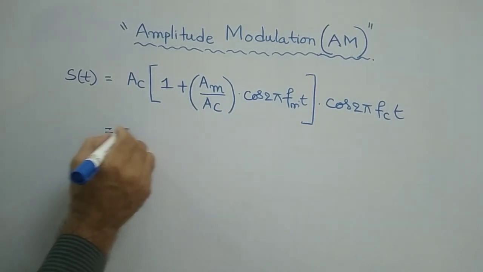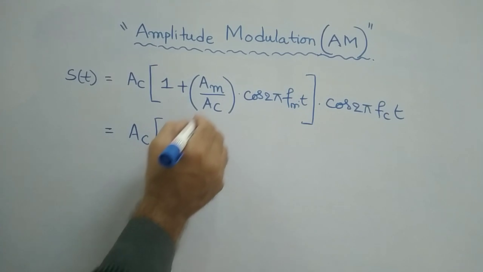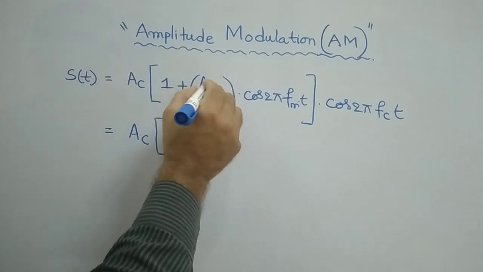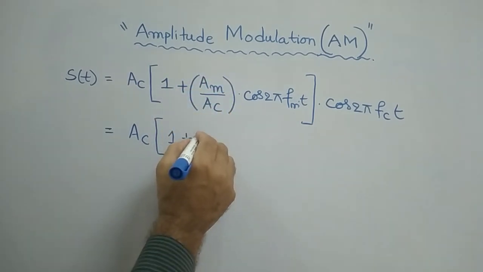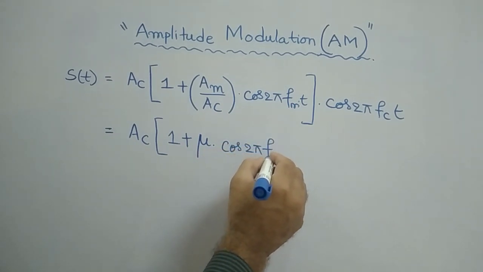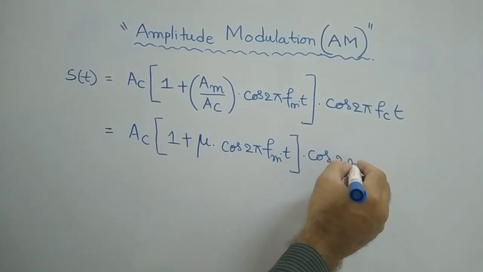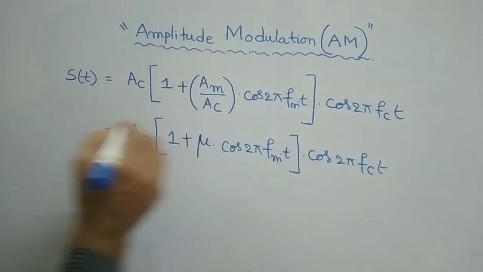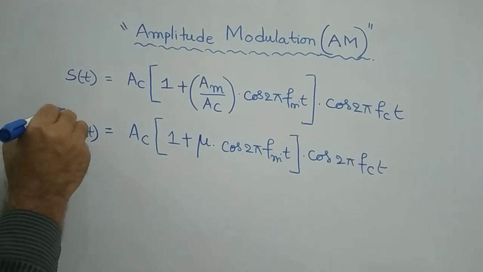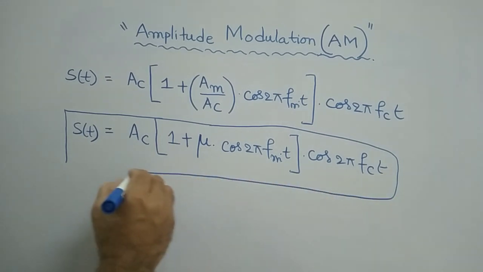I think you are following this, right? So S of t is AC in bracket 1 plus the ratio Am by AC, which I am calling mu, into cos 2 pi fm into t, into cos 2 pi fct. This is the final simplified version of S of t, the expression of the amplitude modulated signal in terms of modulation index.